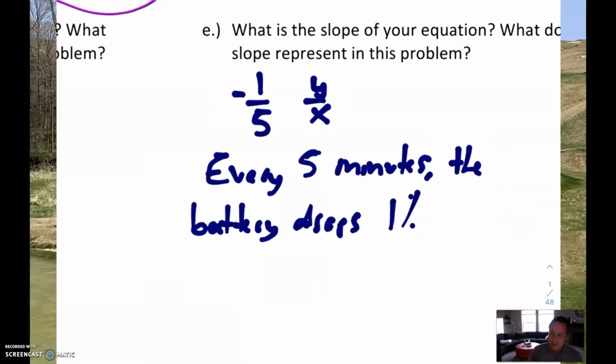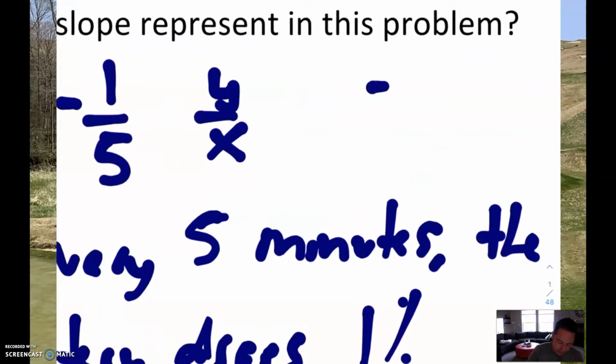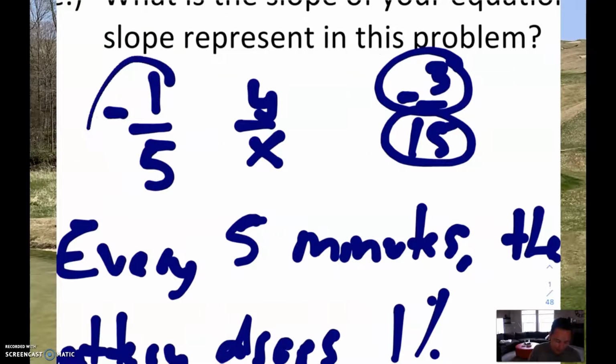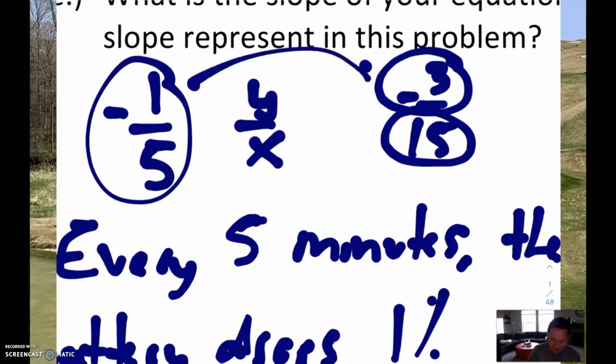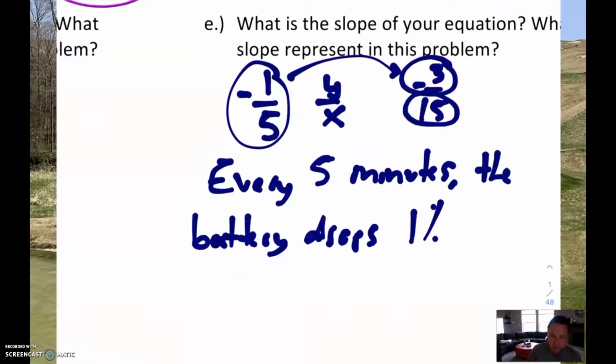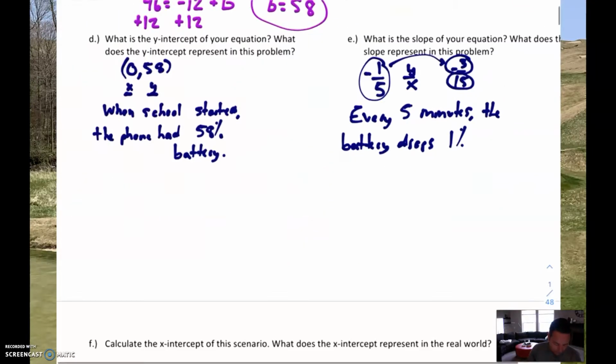Now remember, I said you could also use negative 3/15 as your slope. This would just mean that every 15 minutes, it's dropping down by 3%. And you can kind of see that if you do this 3 times, then this happens. So either of those interpretations of it means the exact same thing. I like the reduced version, but if you didn't reduce it, that's fine.